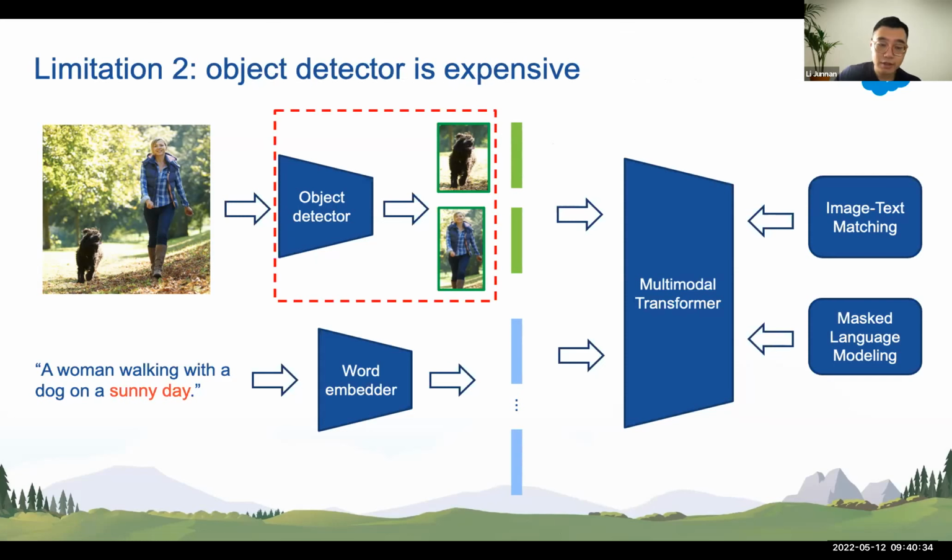And the second limitation is from this object detector. This object detector is usually pre-trained on some other dataset using human-annotated bounding boxes. And this is expensive during training. And also it's expensive during inference because the object detector requires large resolution of images. And furthermore, the detector is limited in the number of categories it can detect. If you use the MS COCO dataset to train your detector, you only have 80 classes, and you cannot detect concepts such as the sunny day.